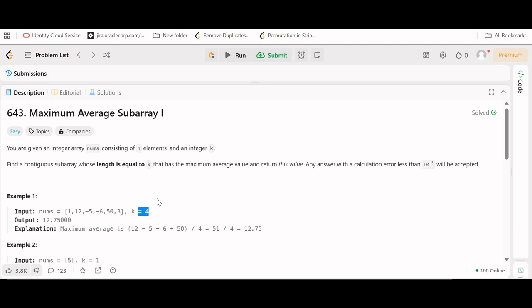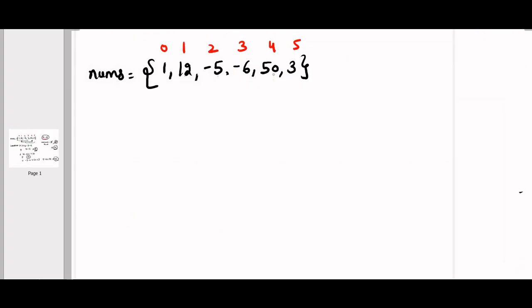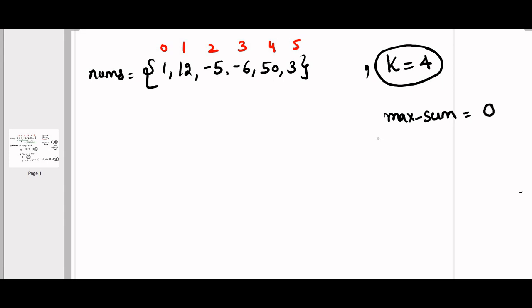So let's understand how we are going to solve this problem. So this is our nums array and we have been given an integer k, 4. Right? So we need to find the subarray of size 4 whose average is maximum. So to find the average, we need to find the maximum sum first, right? So let's say our maximum sum is 0. Now we have to start finding the subarray of size 4. How are we going to do that? We will use the sliding window approach.